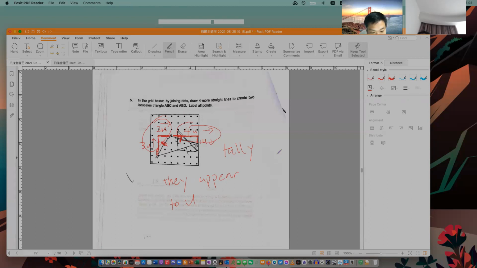Okay. So now the question is how to do it then. So how to do it? Any idea? You have any idea? Measure. No, I will say, okay, there is a reason. There is a reason why they give you this dotted diagram.